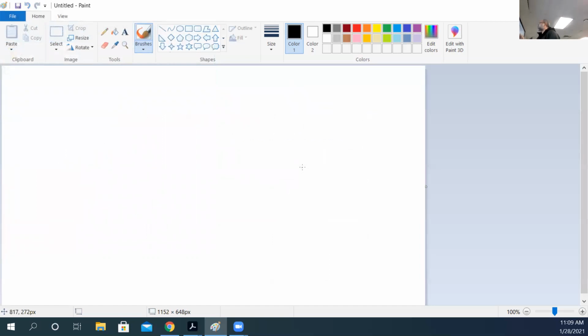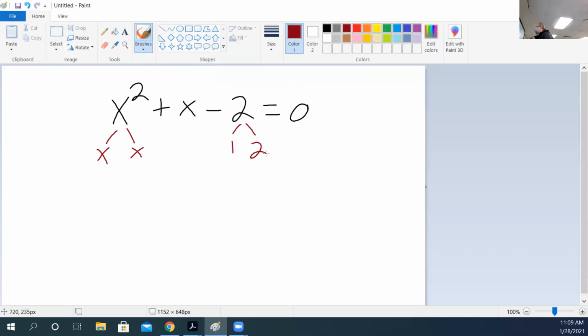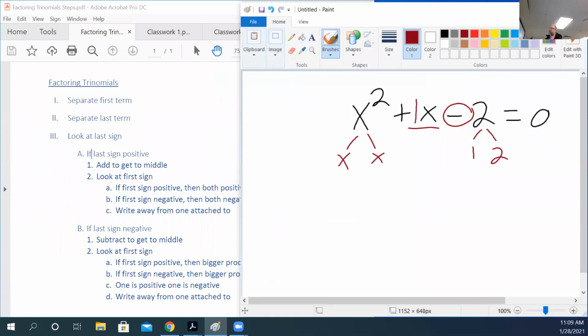Next one. x squared plus x minus 2 equal to 0. So this one is also not factored yet. So basically use the same steps we've been doing before. For step 1, separate the first term, separate the last term. And you're looking to figure out which one you subtract. You get the one in the middle, which is 1. So we're basically following these same steps you see there on the left, bringing them back a little bit.